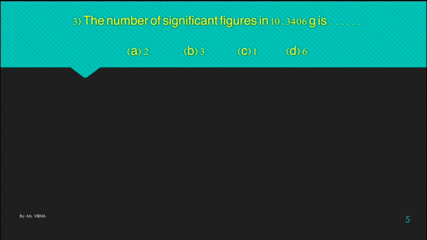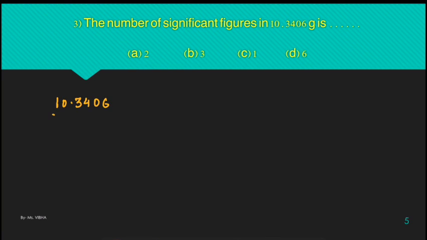Next we have the number of significant figures in 10.3406 grams. We know that all the non-zero numbers are considered to be significant, but if a zero is coming between two non-zero numbers, जैसे ये वाला जो जीरो आ रहा है वो 1 और 3 के बीच में आ रहा है, तो ये वाला जीरो कंसिडर किया जाएगा.